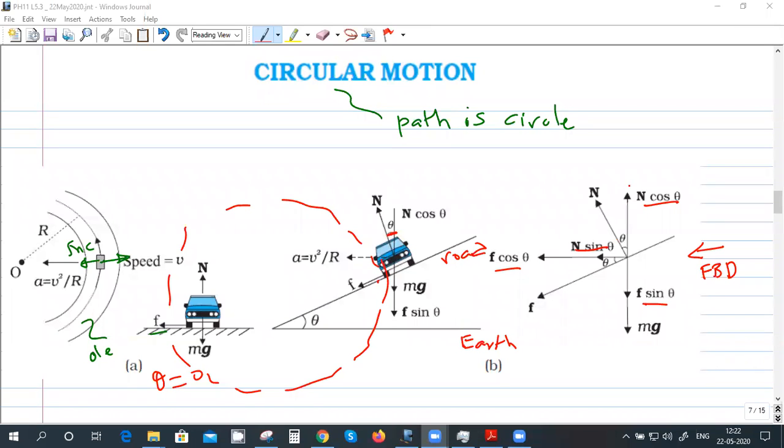So in this case of the bank road, we choose axes like the horizontal and vertical, and you resolve the normal reaction and the friction force. Okay, so do the same thing.